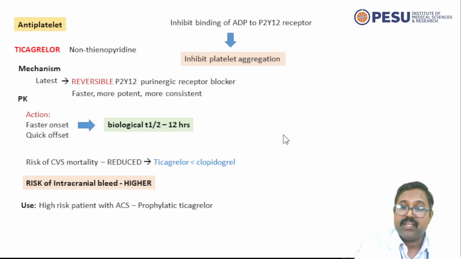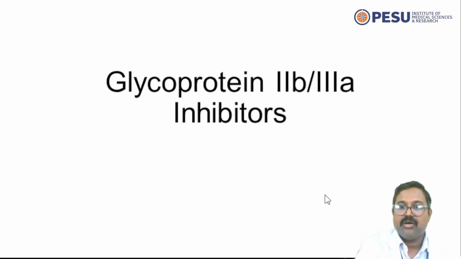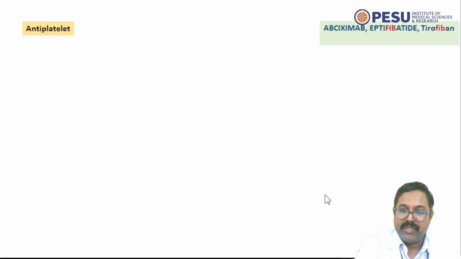It is used in high risk patients, in acute coronary syndrome, as a prophylactic, where you can administer ticagrelor. In the adverse effect profile, again there is increased risk of bleeding associated with dizziness, shortness of breath, tightness in the chest, and irregular pulse. Next, coming to the glycoprotein 2B3A inhibitors.